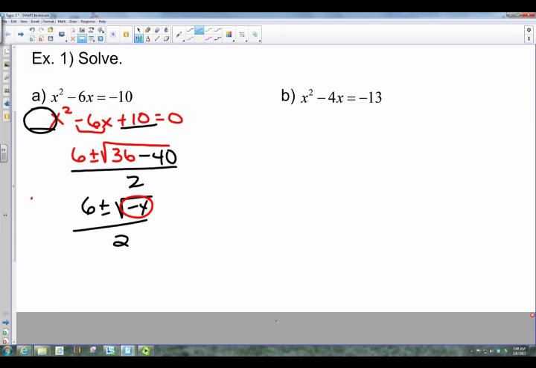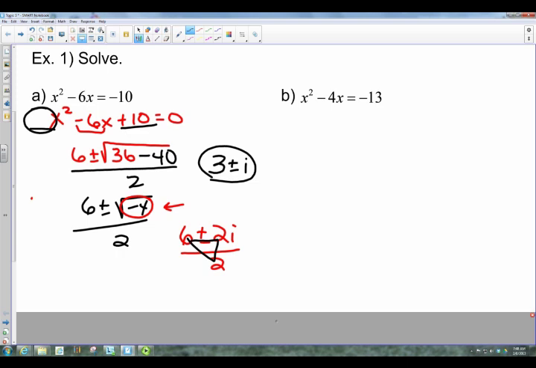So with this one, we've got to take that imaginary number out. So it becomes 6 plus and minus the square root of negative 4, which is 2i. And then that 2 is in the denominator. Now since all three of these have a common factor, we can take that common factor out, and it becomes 3 plus and minus i, and there's your final answer. So when you have an imaginary number in there, you treat it just like you would a normal radical, but then you have to simplify it down.